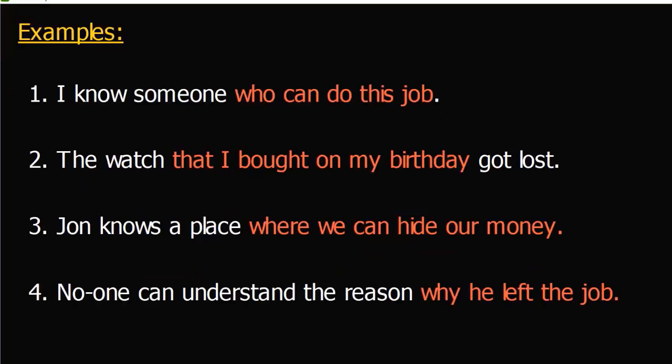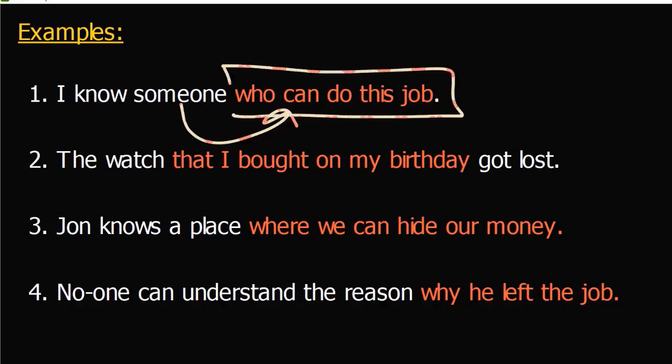All right. Let's take some examples. Example number one. I know someone who can do this job. I know someone. If I just end the sentence here, it has a different meaning. I know someone who can do this job. Now you're modifying the pronoun someone. You're giving information about it. What someone? Who can do this job? So who can do this job is a dependent clause functioning as an adjective, giving information about the pronoun someone.